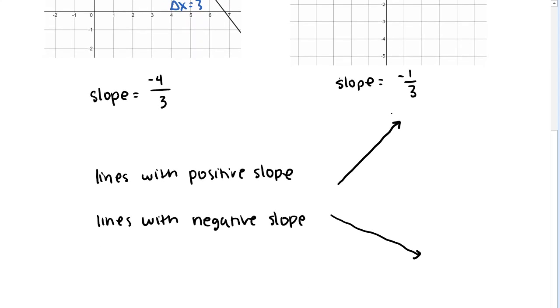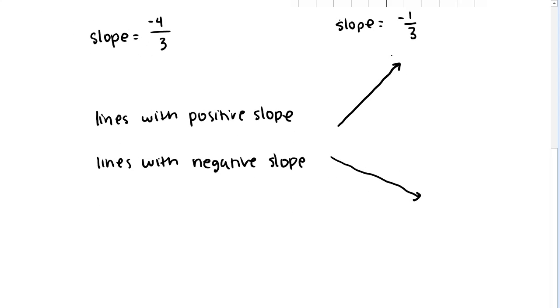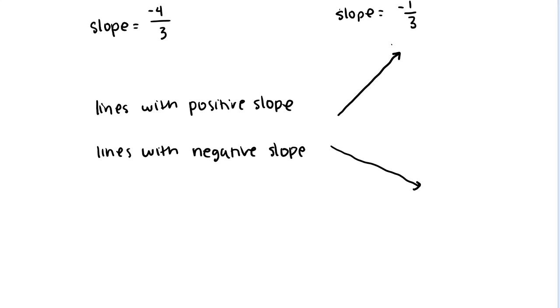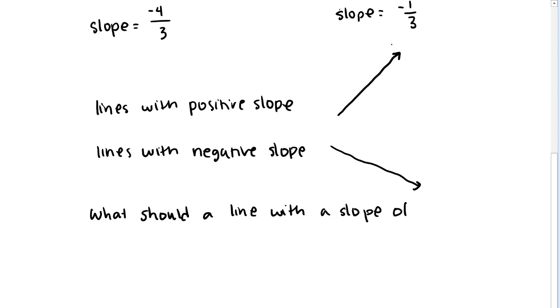Okay, so if lines with positive slope are going upwards from left to right, and lines with negative slope are going downwards from left to right, what do we expect a line with a slope of 0 to look like? So what should, I'll write this down, what should a line with a slope of 0 look like?